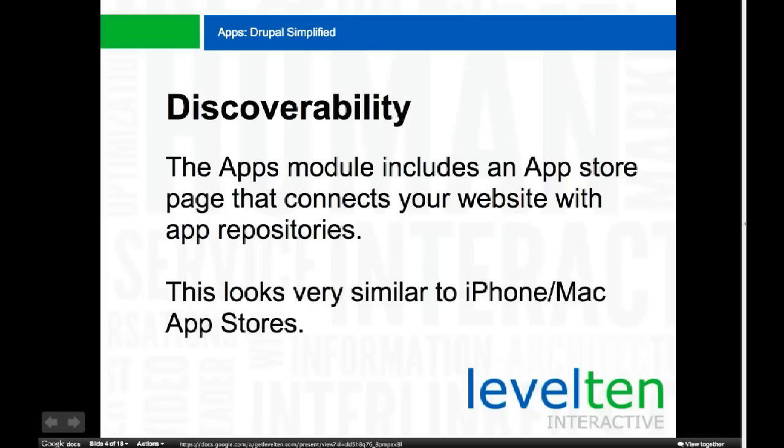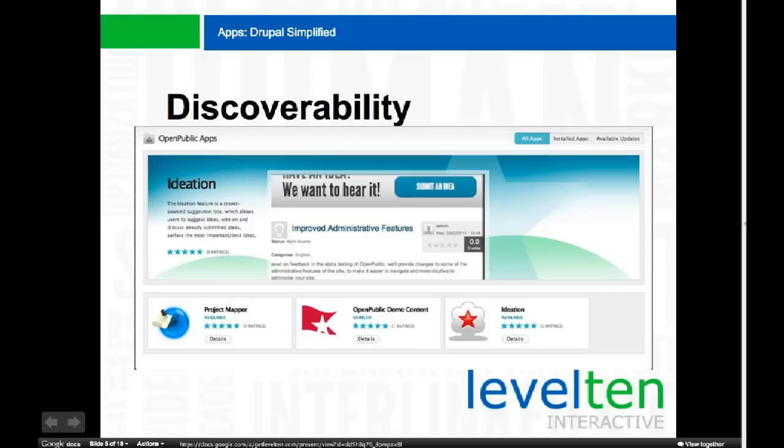So this looks very similar to an iPhone or the Mac app stores, which is pretty cool. We're all trained already, and if you have an Android, fine, I forgive you. But we're all trained to kind of how these are supposed to look now, right? So here's kind of what the app store looks like. You've got an app right here that's featured. You can see a screenshot of it. You can see these other apps down here.